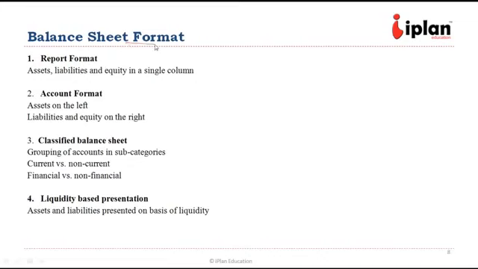Balance sheet format. We can have various kinds of format of balance sheet. The first is the report format, in which we write assets, liabilities, then equities in a single column. So this is known as report format. The second format is the account format, which we have already seen. So assets will be on the left hand side, and equity plus liability will be on the right hand side. So this is account format.